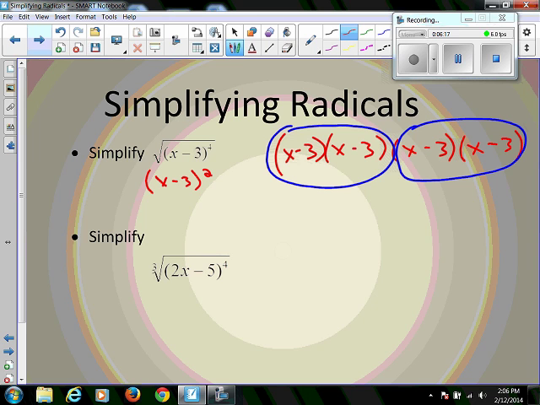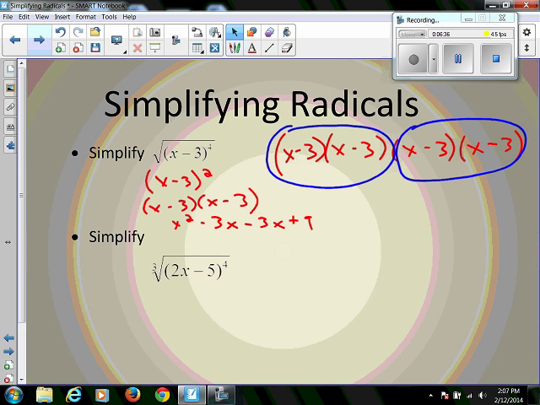Now, let's expand this. X minus 3 squared means x minus 3 twice. And now I'm going to distribute. So I get x squared minus 3x minus 3x plus 9. Combine like terms, x squared minus 6x plus 9. Remember to check.